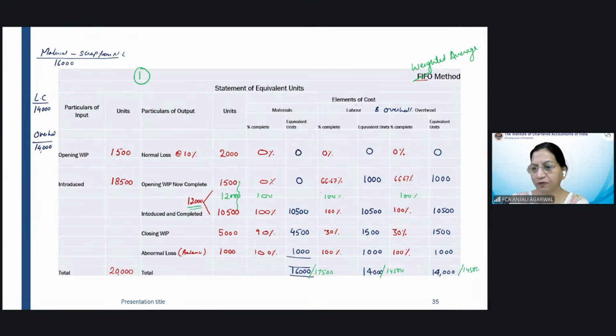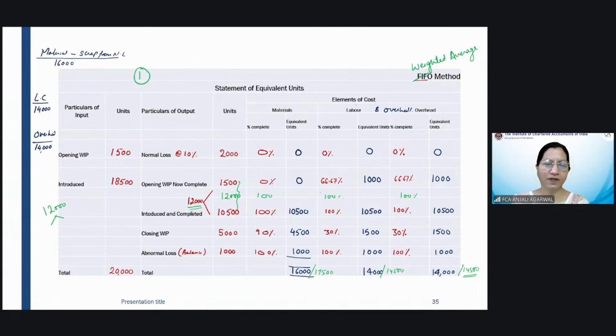So all you need to do from your part is only don't bifurcate opening WIP now complete and introduced and complete. So don't bifurcate 12,000 into two parts. That's it. Rest everything will come automatically. So in the final answers, you will see only these 3 changes. Here weighted average would be written. Here only one line would be there.